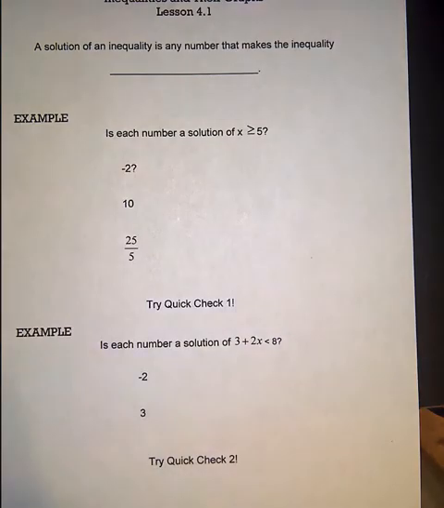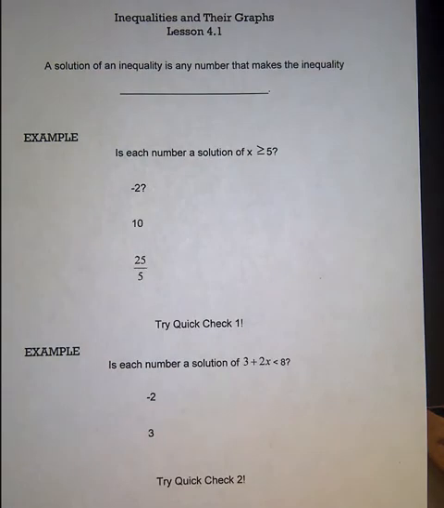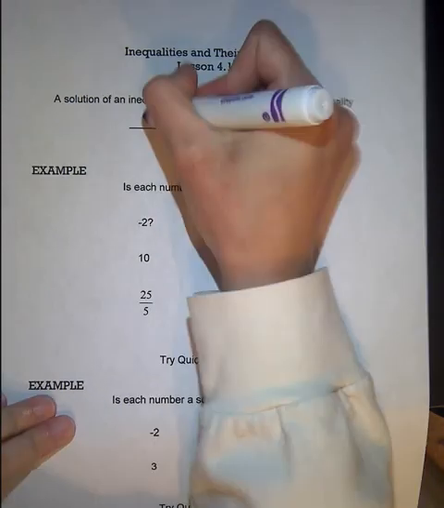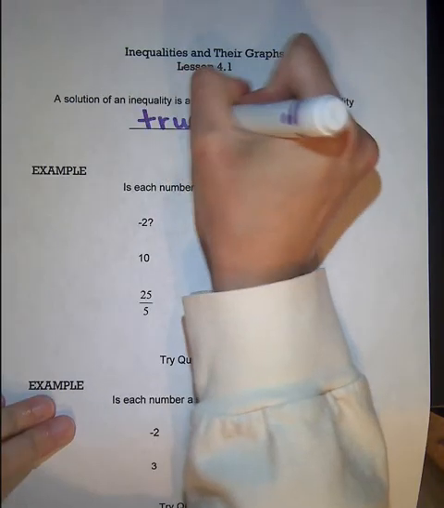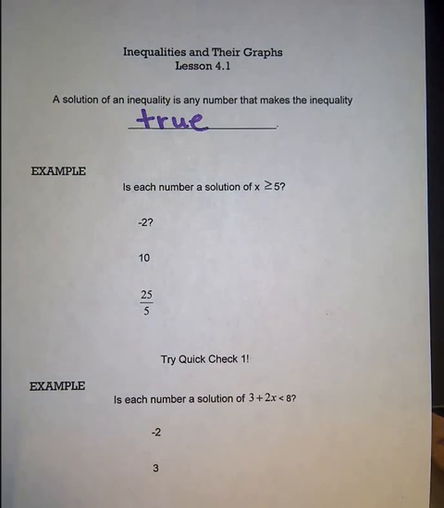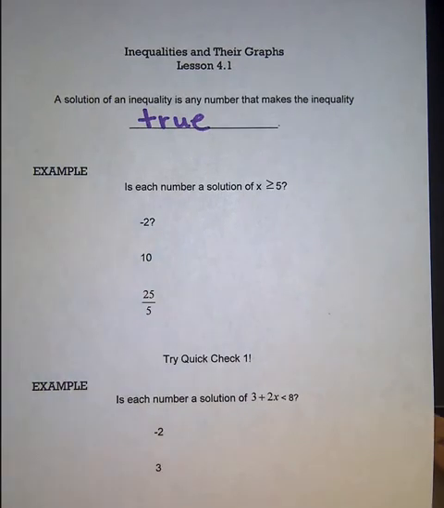is what is a solution to an inequality. A solution of an inequality is any number that makes the inequality true. So down here in my example, it says, is each number a solution of x is greater than or equal to 5? So I just have to check.